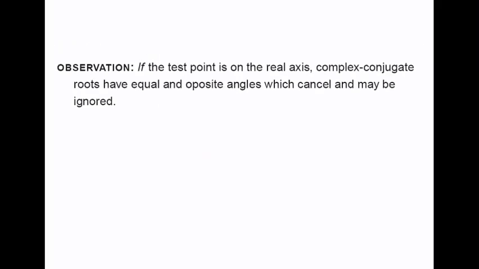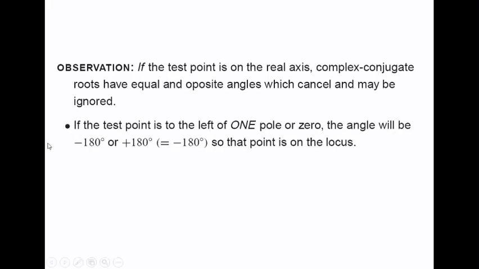We have an observation from the previous slide: if the test point is on the real axis, complex conjugate roots have equal and opposite angles, which cancel and may be ignored. This is one of the observations we discussed, because we drew the vectors in our last slide and both the angles were cancelling one another. So if we have a point on the real axis, complex conjugate roots always cancel, and they can be ignored. If the test point is to the left of one pole or zero, the angle will be minus 180 degrees or plus 180 degrees, so that the point is on the locus.